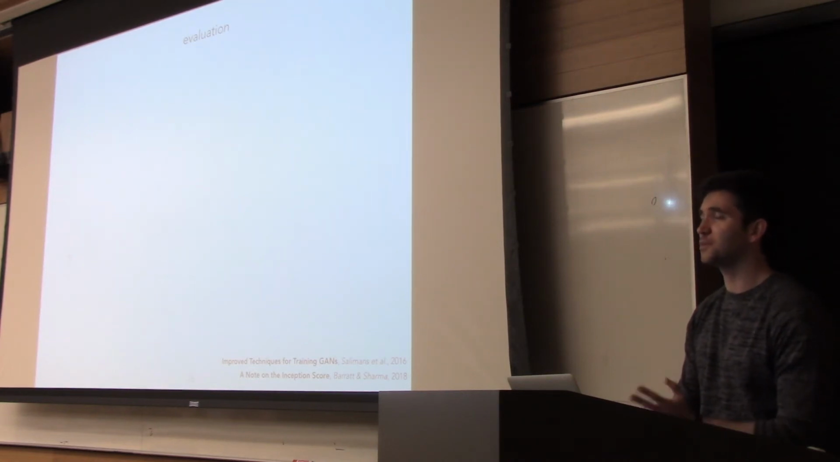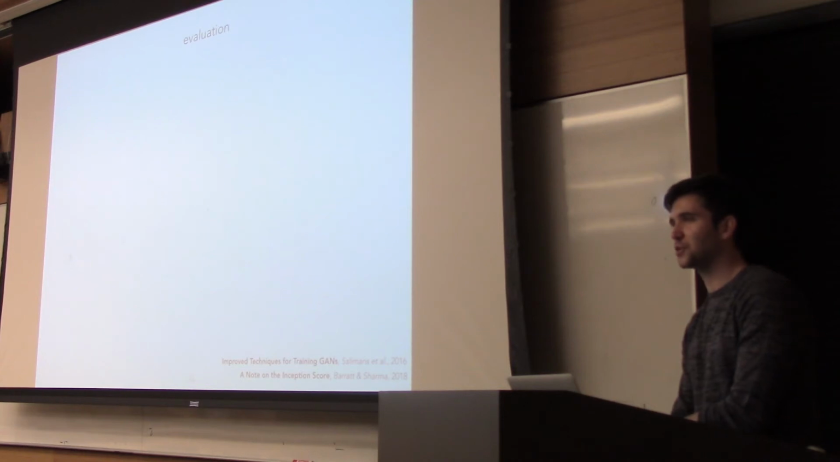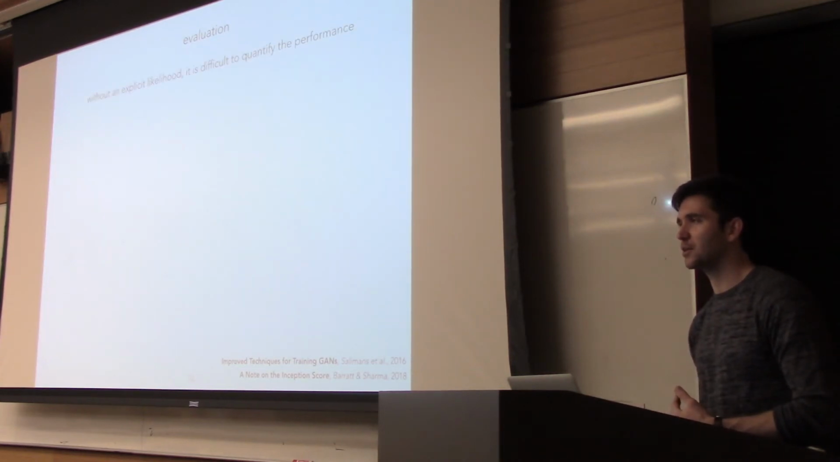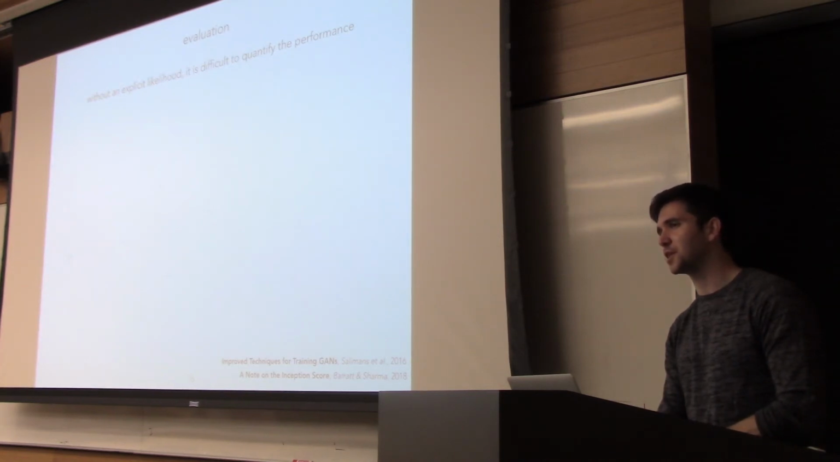Another issue with GANs beyond just the optimization difficulties is that they're generally very difficult to evaluate. So how do you know whether or not your model is performing well? We don't have an explicit likelihood anymore. So how are we going to quantify the performance?